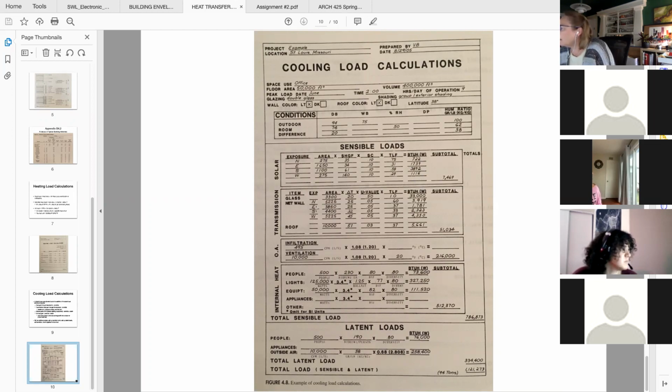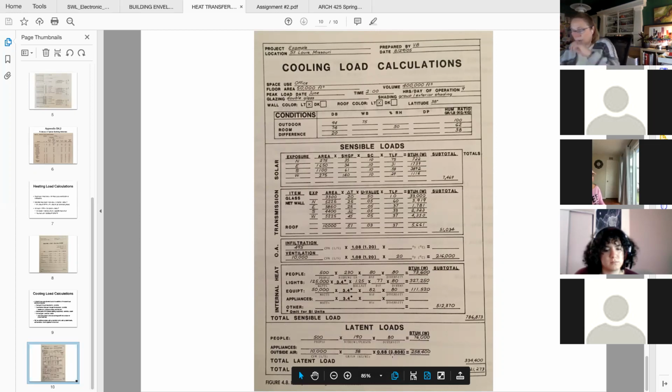So then we've got our transmission, which is how much heat is going to come through. Transmission's not a good word, because it also involves conductance. And this is where they've added in the roof area. Then we've got the outside air infiltration and that load. This is just the sensible load here. Then we look at internal heat gains: people, how much heat we are giving off to the space, lights, equipment, appliances, and then our latent load calculation down here at the bottom.